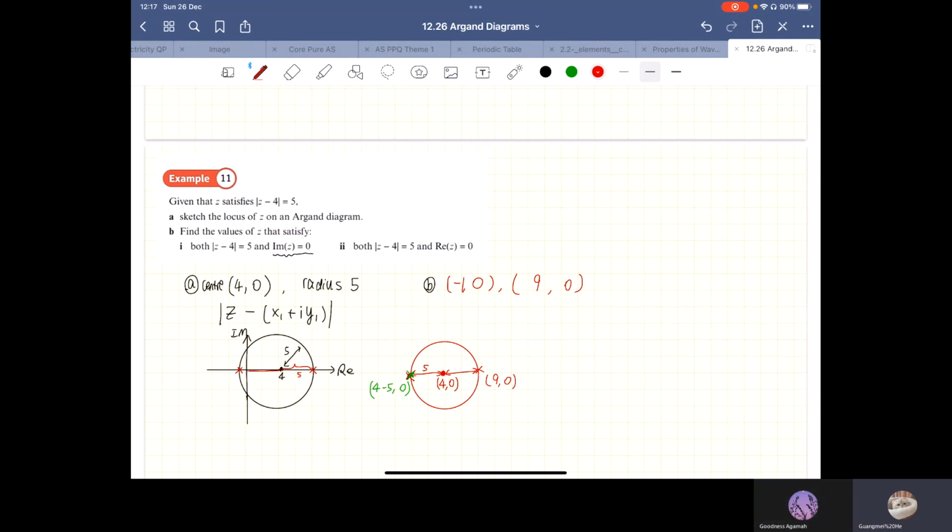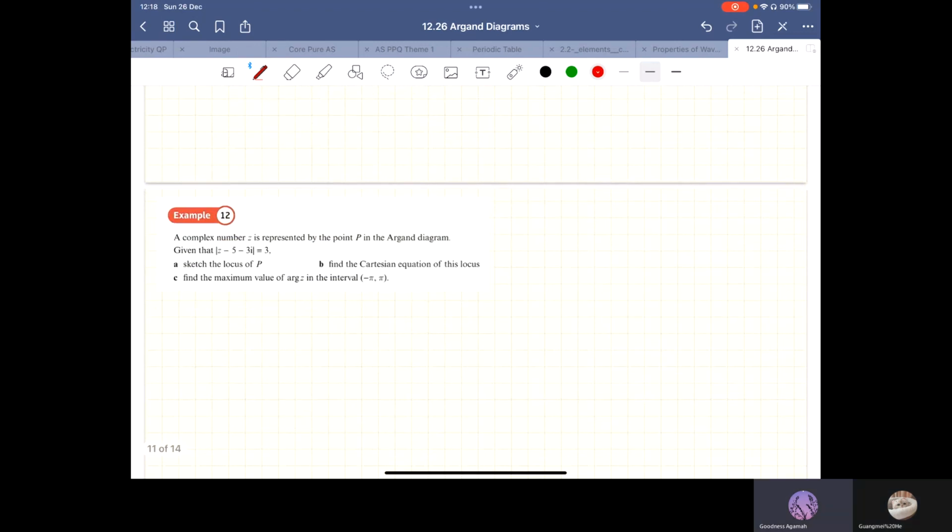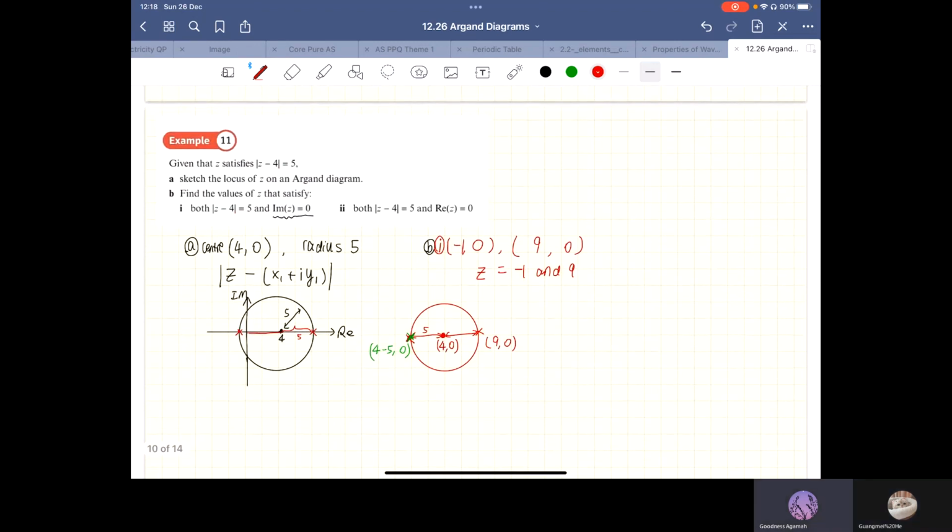Okay, excellent. Now we worked out where it cuts the real axis. What we can do is work out z. Z is just the x values that we found. So z is equal to negative 1 and 9. Yeah, and we've worked out the first part. We should work out the second part as well.